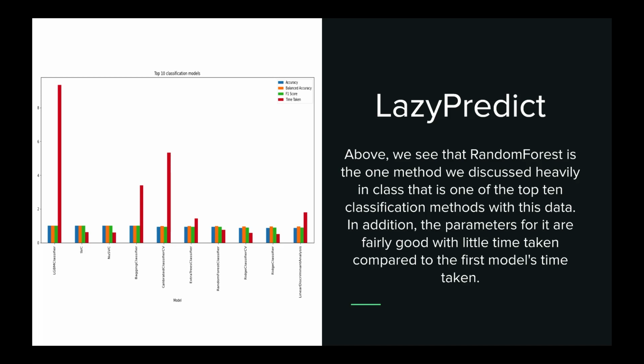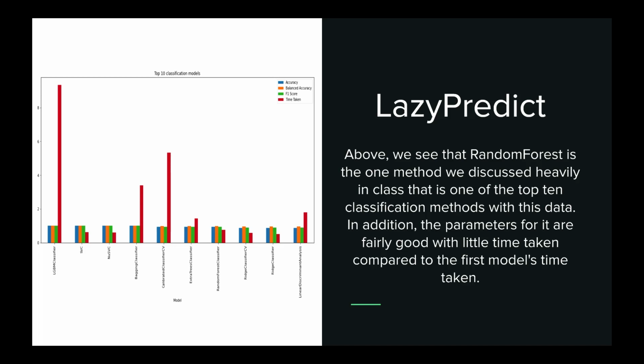We can also tell that the parameters for all of them are pretty good, I should say. Ignoring time taken, for the other three, if it's closer to one, it's better. For time taken, you don't want a classification method that's going to take an extremely long period of time. So the first one, the LGBM classifier, even though all the other parameters are the highest, that time taken is definitely a detraction. It's not something that you should do.